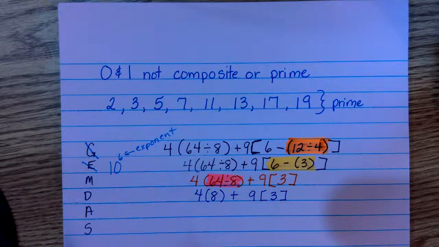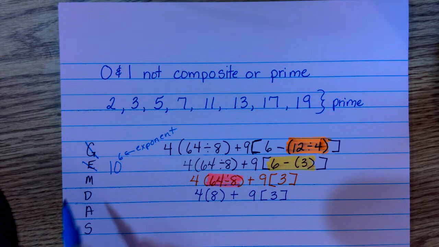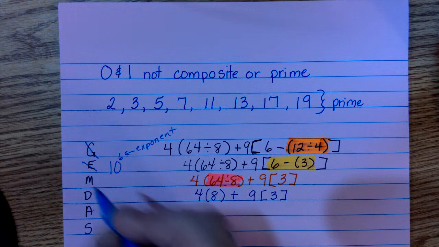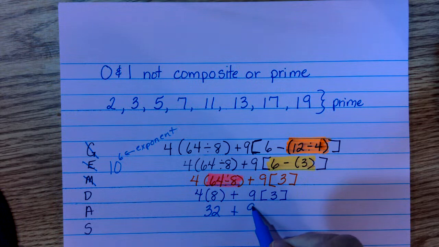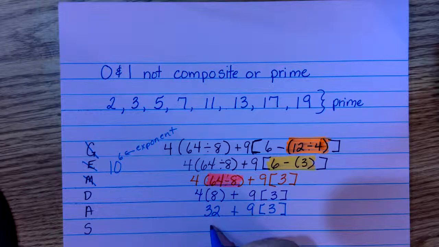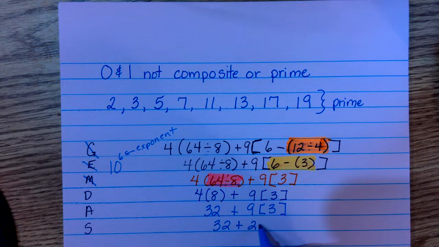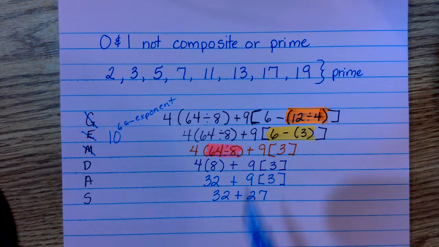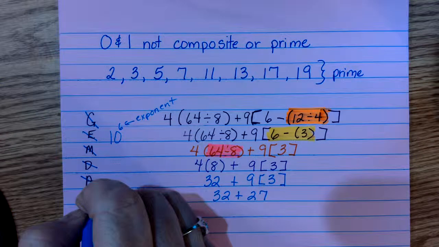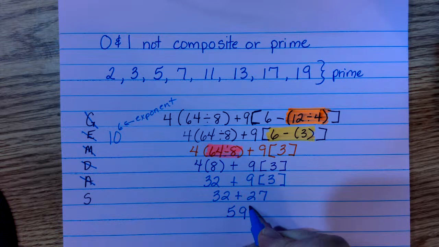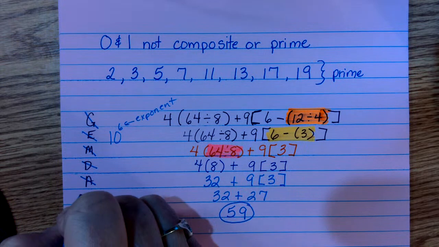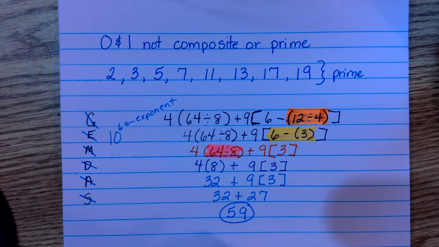Then we're going to move on to multiplication from left to right, and then division from left to right. So I'm going to start with multiplication from left to right. 4 times 8 is 32, plus 9 times 3. I'm going to go back in and do the other multiplication, so I'll have 32 plus 27. I don't have any division, but I do have addition. So now I can add 32 plus 27. 7 plus 2 is 9. 3 plus 2 is 5. So my answer is 59. I don't have any subtraction, so I am finished working out this expression.